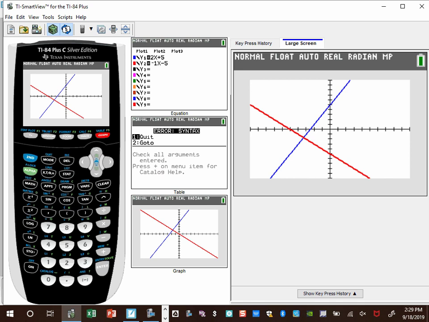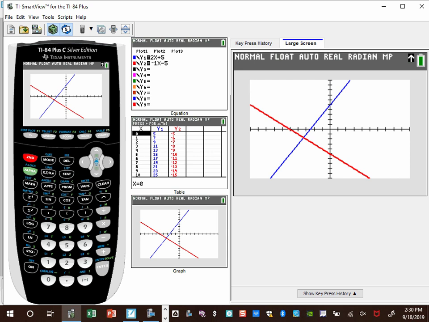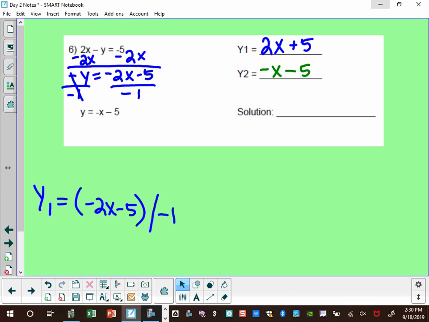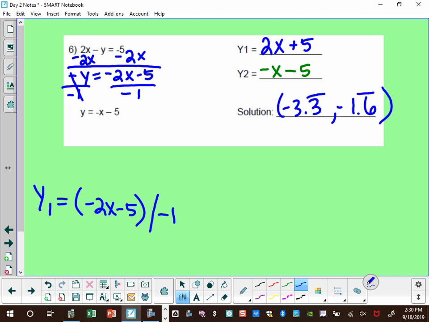Yep. And then we're going to hit second trace. I'm going to find the intersection. I'm going to move my blinking bob guy down as close as I can to the intersection. I'm going to hit enter 3 times. You should get negative 3.3 repeating and negative 1.6 repeating. Good. Let's go ahead and write that in. Okay, clear on how to find the solution?